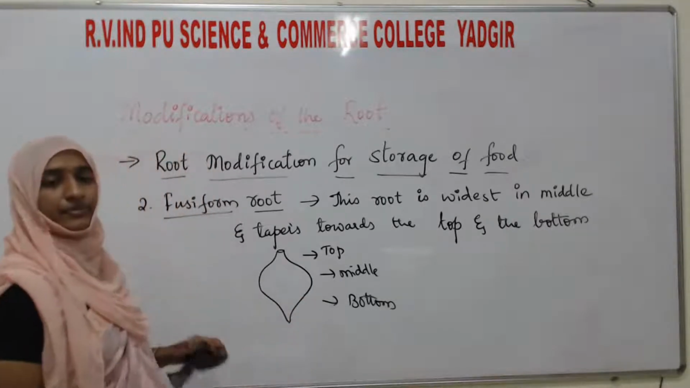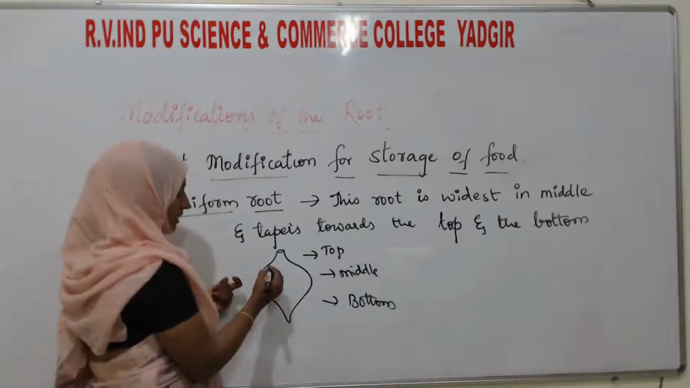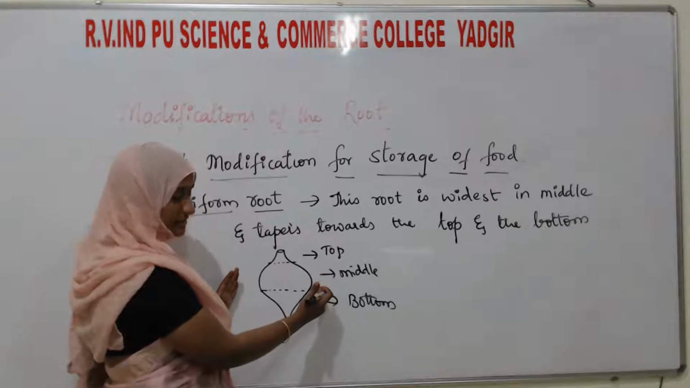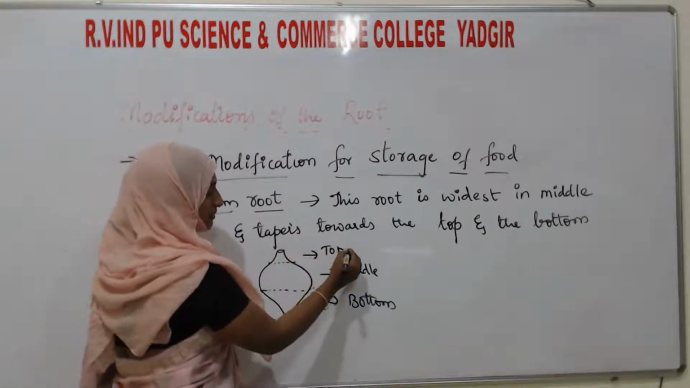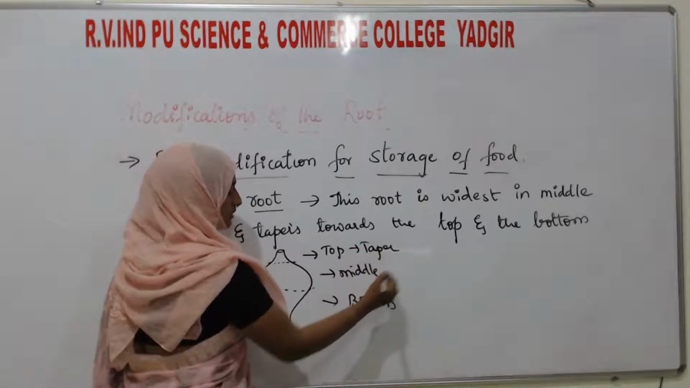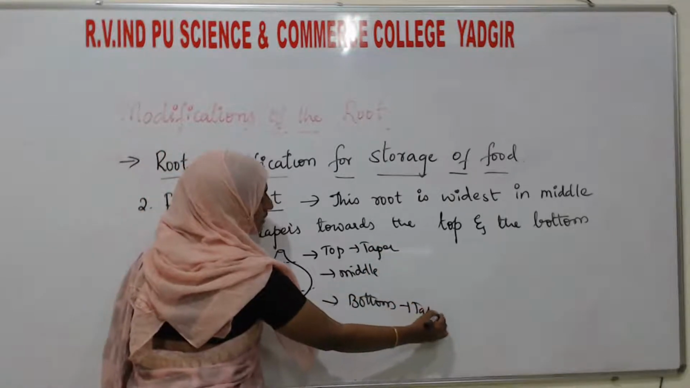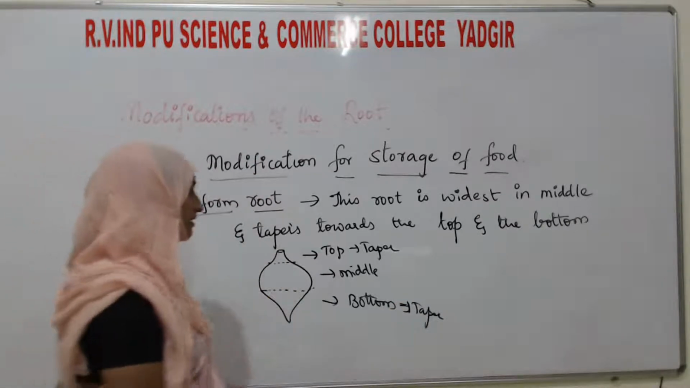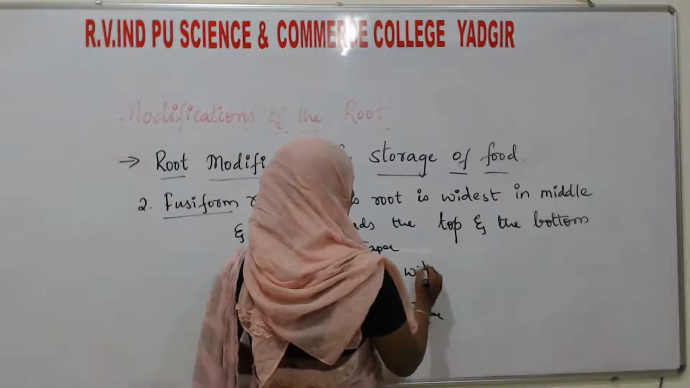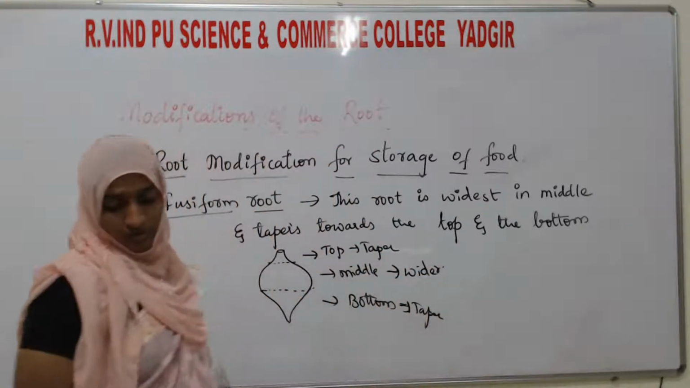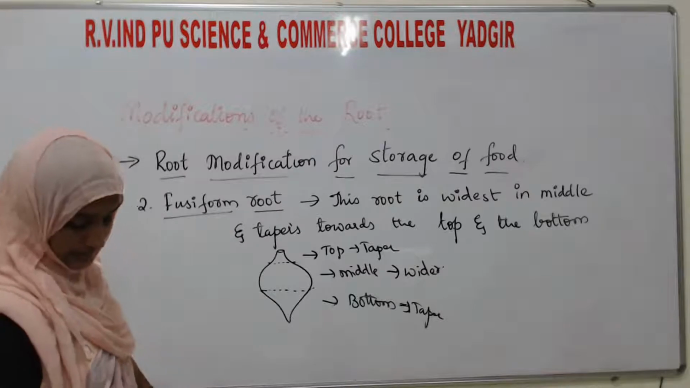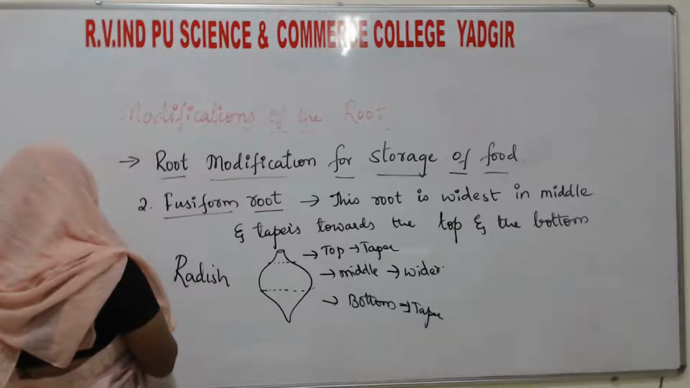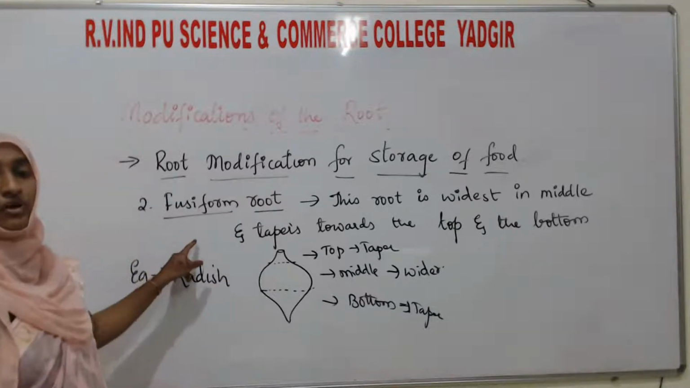In the middle part, whatever the middle part is, this is the broadest, widest part. The top part tapers. The bottom part, same thing, also has a tapering shape, and in the middle is the wider part. An example is the radish. That is an example of this fusiform root.